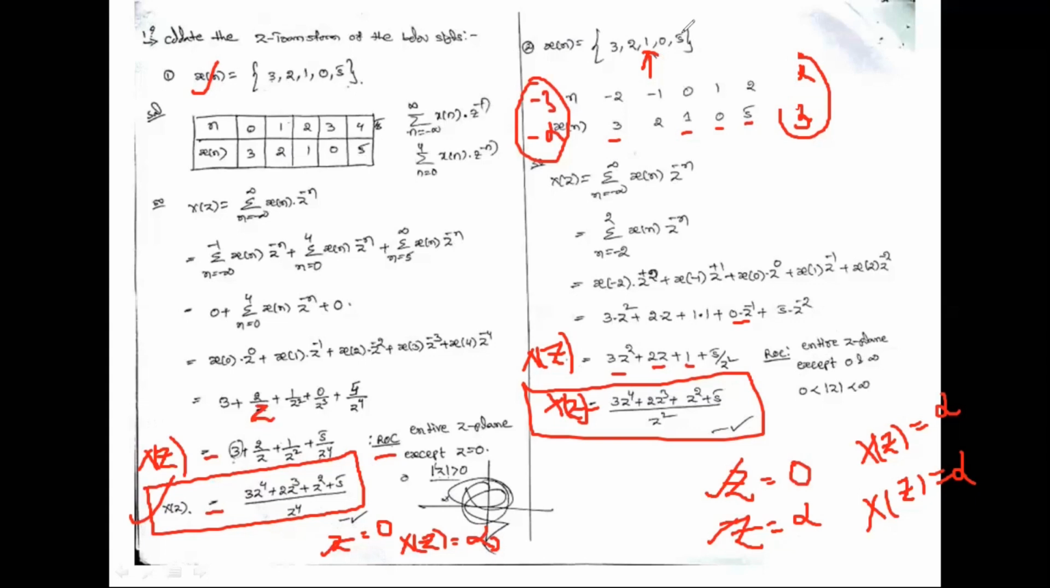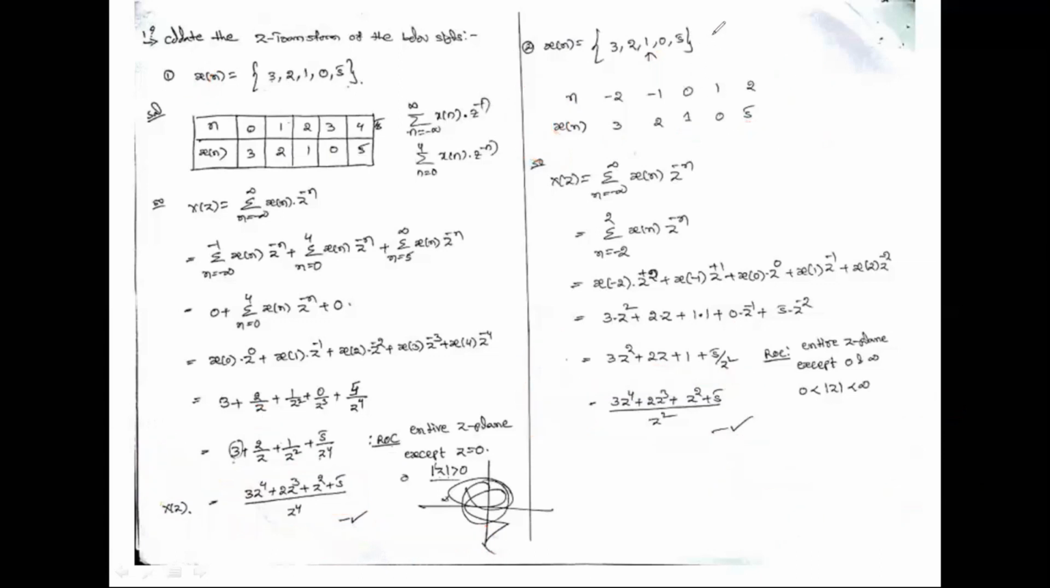How can we find the ROC? For the function x of z that we have, substitute the z values. It is not equal to infinite. Then only it can exist. If it is infinite, it is not in the region of convergence. It is unbounded. It is not in the bounded conditions. Got it?